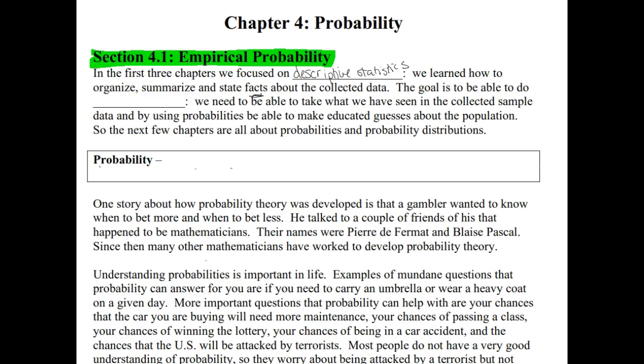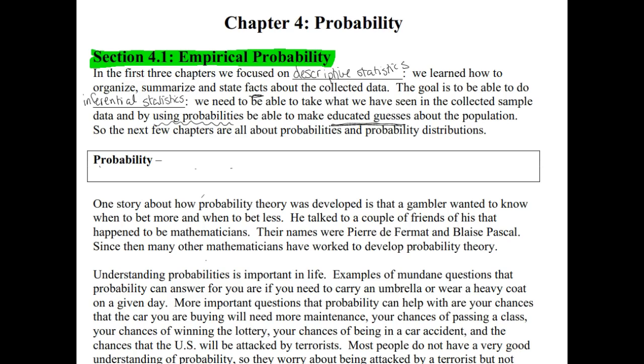But our goal in this class is to be able to do inferential statistics, where we need to be able to take what we've seen in the collected sample data and then, using probabilities, we will be able to make educated guesses about the population. So the next few chapters are all about probabilities and probability distributions. And for a while it's going to seem like we've left statistics, but these probabilities and their distributions are needed to be able to do the second half of the course, which deals with inferential stats.